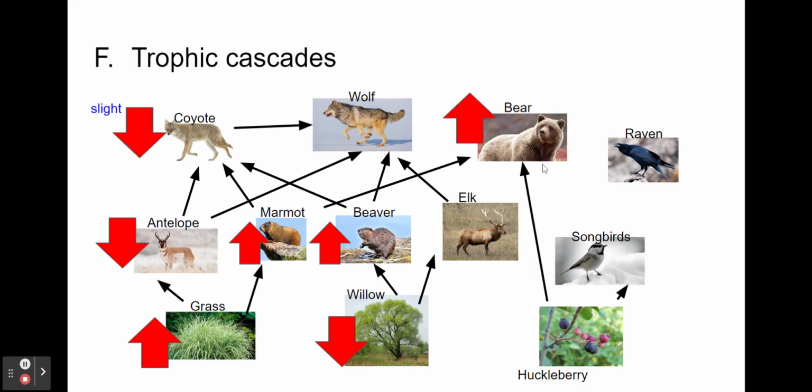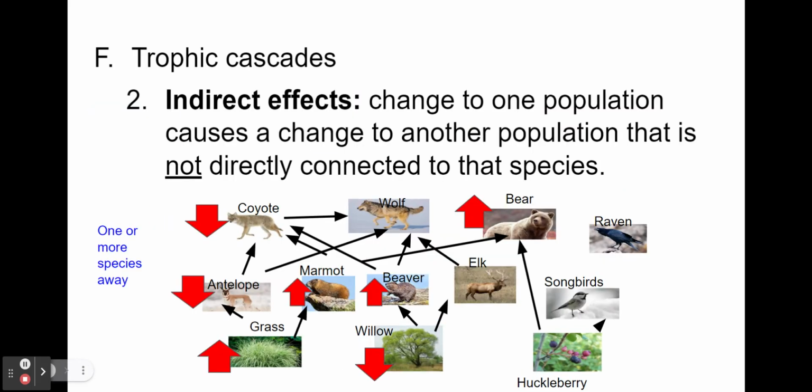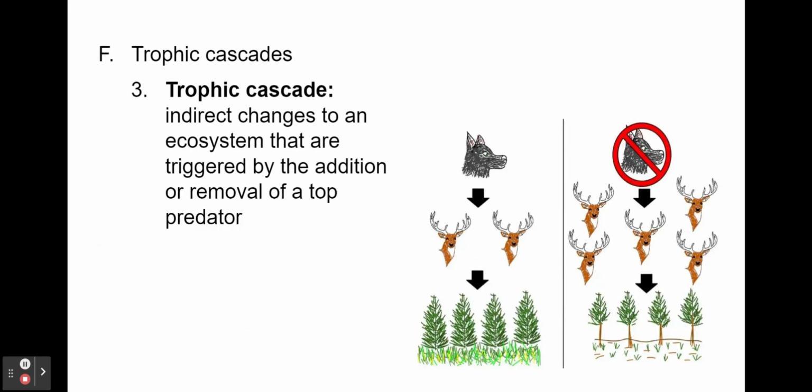So these impacts on bear, beaver, marmot, willow that aren't directly connected to our antelope, these are, detail 2, indirect effects. These are changes to one population that cause a change to another population that is not directly connected to that species. So one or more species away in our food web. And we can see that our marmot, our beaver, our bear, and our willow are not directly connected to our antelope, which means that impacts on them are indirect effects.